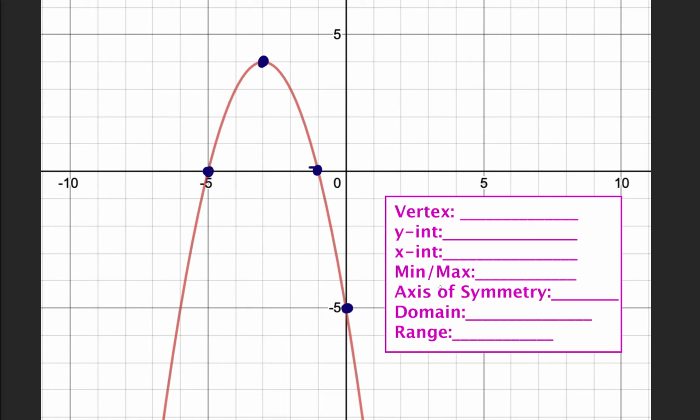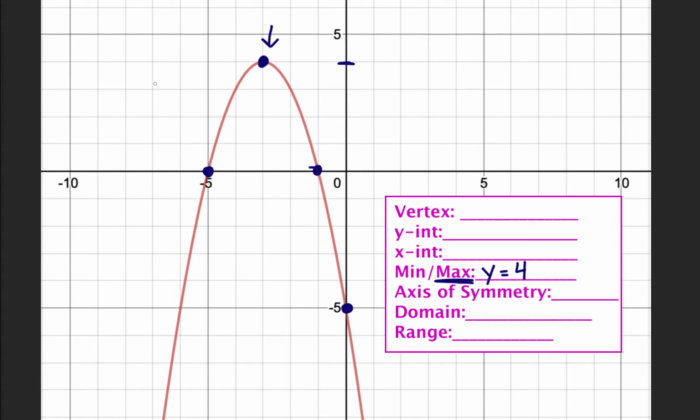Okay, so in looking at this, am I looking at a mountain or a valley? I'm definitely looking at a mountain, so this is going to be a maximum because I have the high point of every mountain. And once again, I have a y equals. Just a refresher, it's going to be y equals whatever our vertex y value is. So I'm looking right here, and that's going to be at y equals 4.